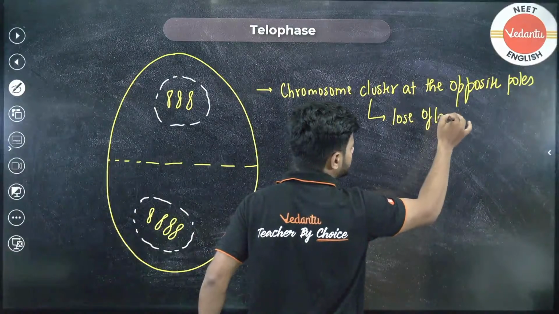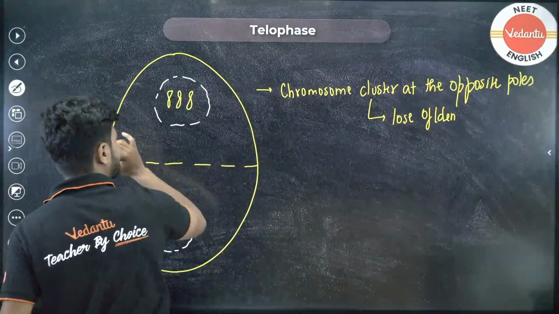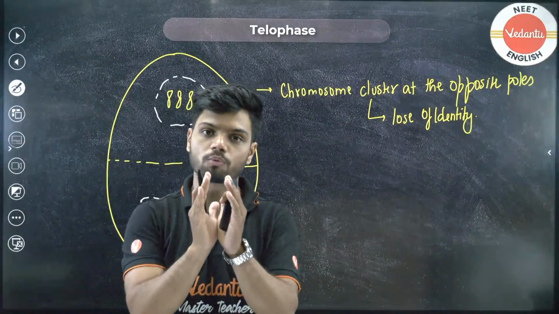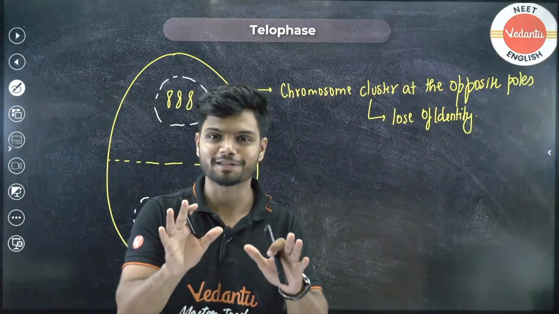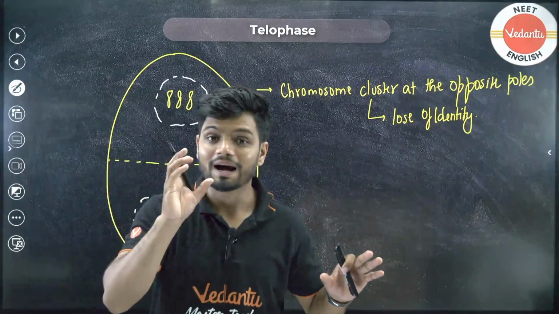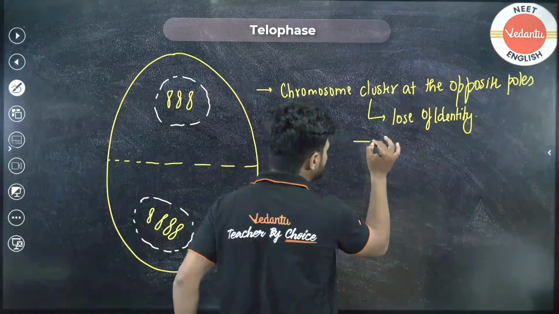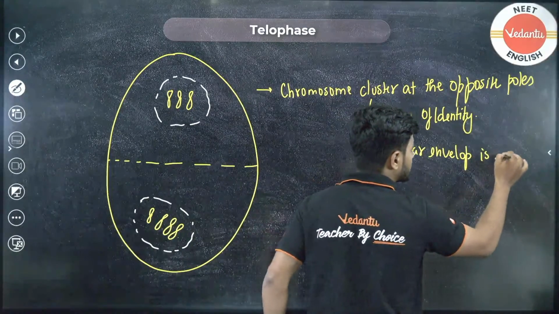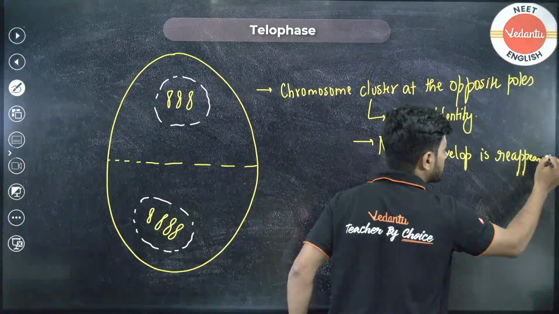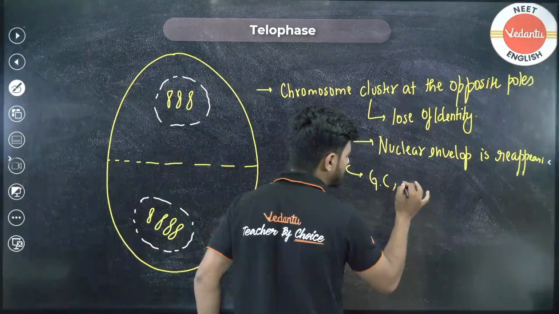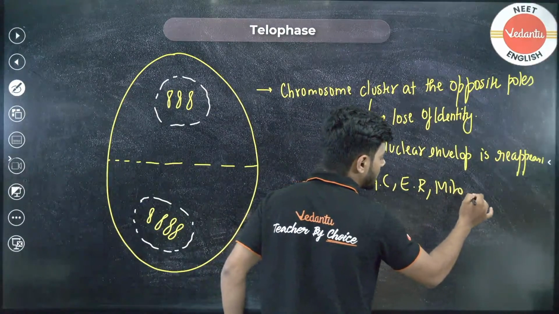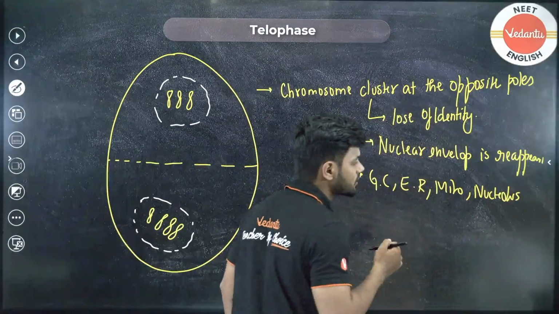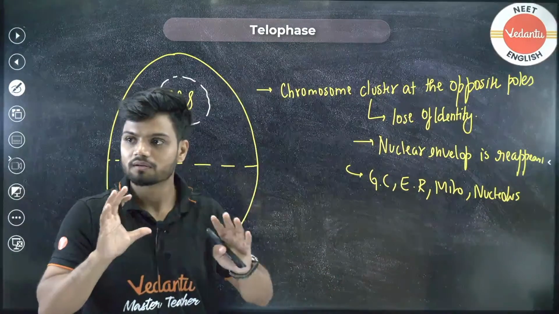Loss of identity. Can I write identity? Loss of identity, that is, till this stage you are able to see proper chromosomes. Now chromosomes are again decondensing. So they're losing their identity now. Your nuclear envelope is coming back. Nuclear envelope is reappearing and repairing. Your Golgi complex, endoplasmic reticulum, mitochondria, as well as your nucleolus, everything is coming back.